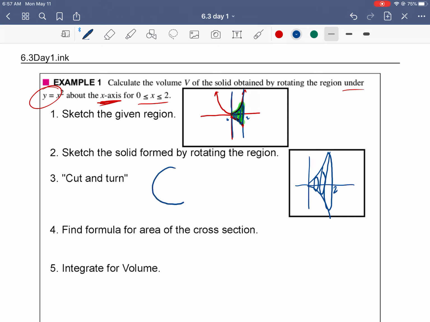Okay? So when we say cut and turn, again, they're always circles, okay? The direction that you draw the radius is important to me. So basically where the center of the circle is our axis of rotation. Our radius is running vertically because that's how our graph is rotating.